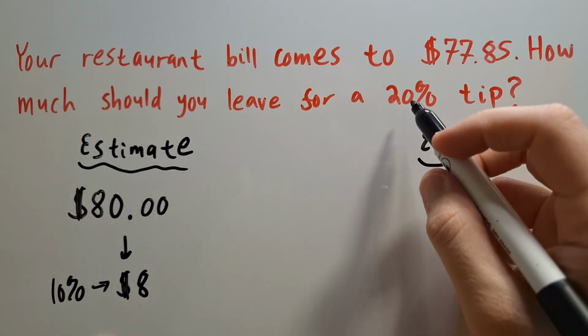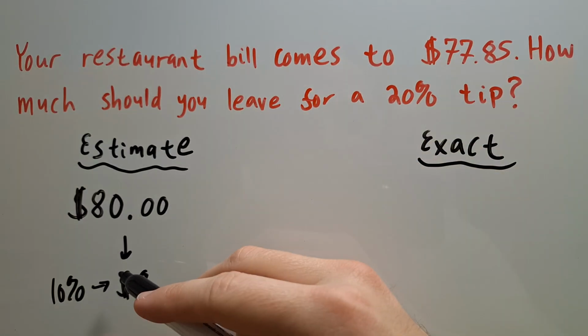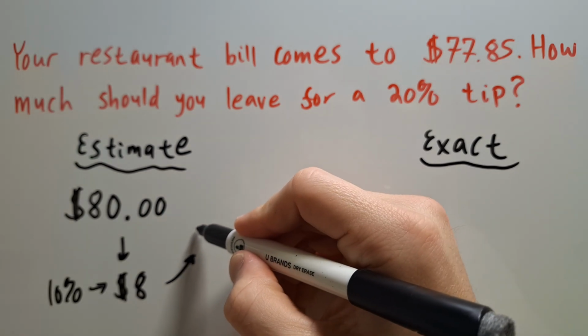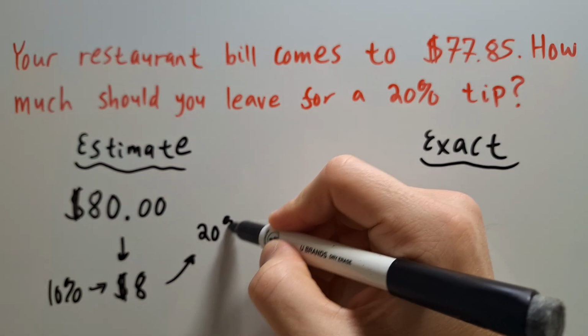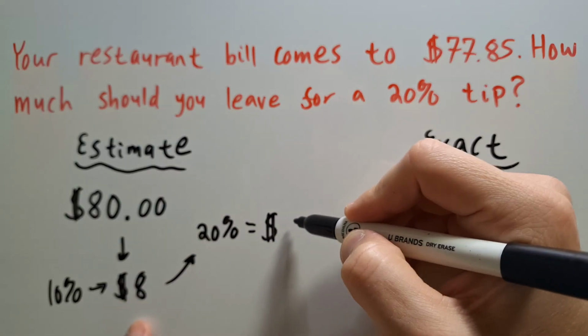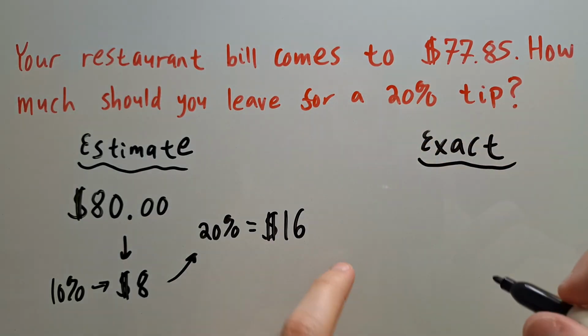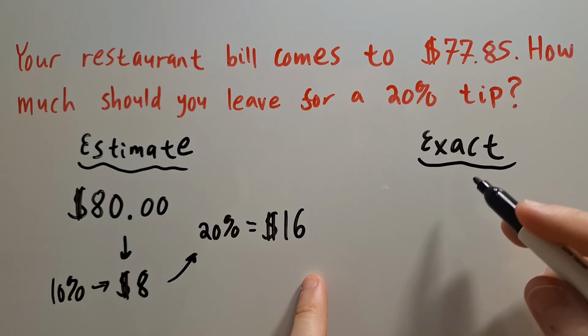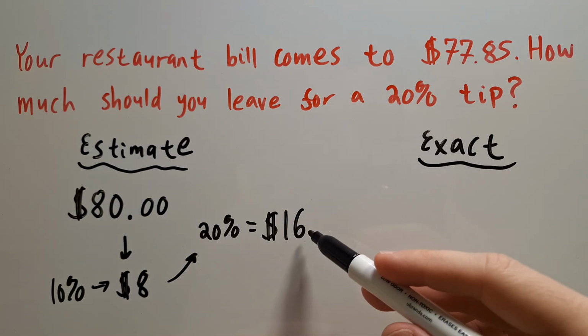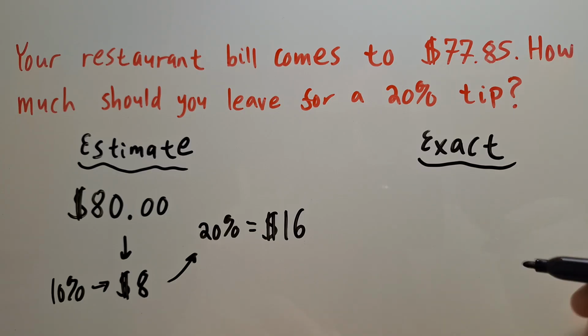Since we want to find 20%, we're going to double this amount. So 20% is going to equal twice as much as this, or $16. Now when we calculate the exact amount, we should be within the vicinity of $16. We shouldn't be too far off.